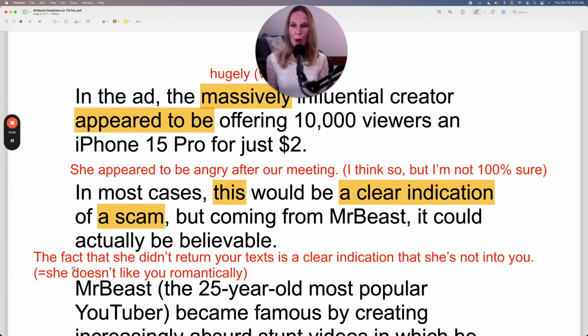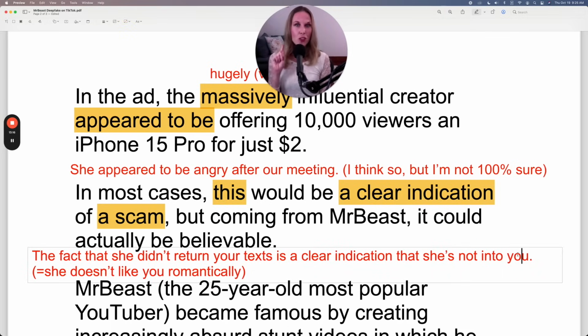Here's a great example. The fact that she didn't return your text is a clear indication that she's not into you. Now, if she's not into you, to be into someone, this means she doesn't like you romantically. That's the context that we would use it in. So she didn't return your text. That's a clear indication. So you're letting your friend know that's a sign and there's no misunderstanding it. There's no misinterpreting it. That's a clear sign, a clear indication.